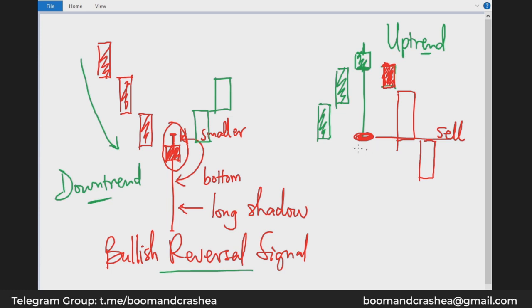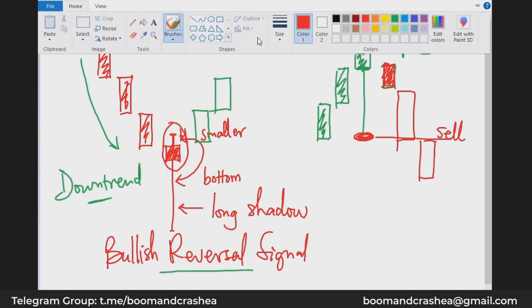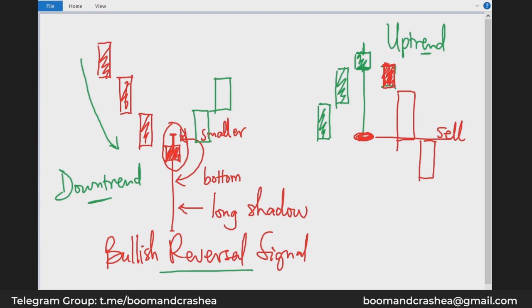You see that? And then for the hammer, when you have the bullish candle moving above the high, it's a buy. So I'm going to go and show you the trade I took and why I took that trade. So this is bearish and this is bullish. Let's go to the charts.